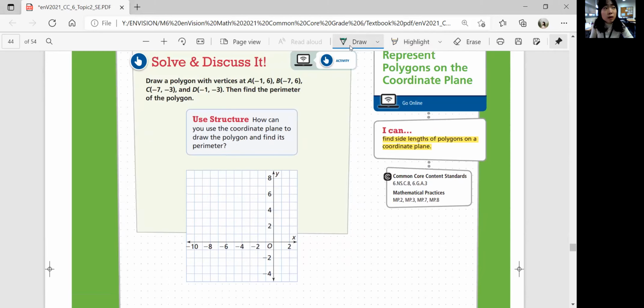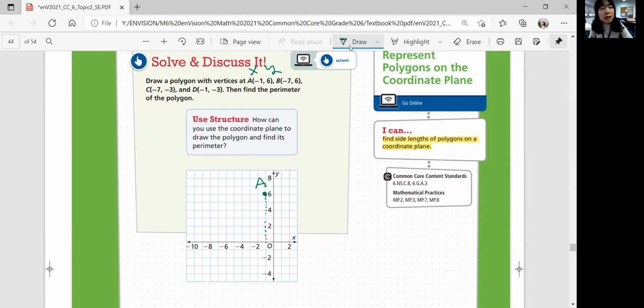provided below. -1 is your x value. So you need to go horizontally to the left. -1 is right here. +6, that is your y value. Go up 6. Go left 1, go up 6. That is your point. Point A.